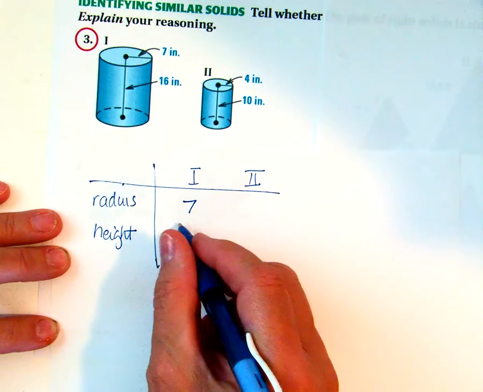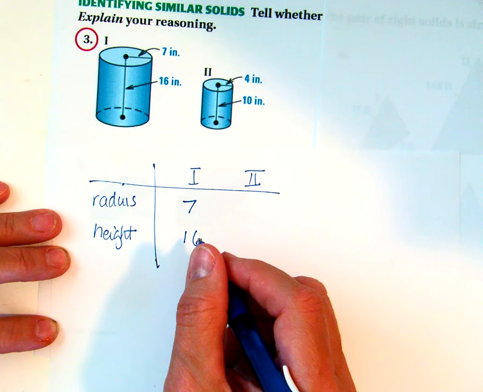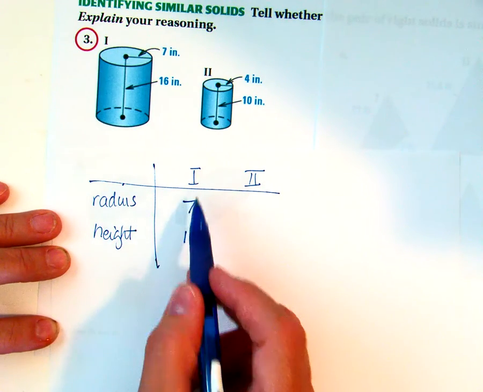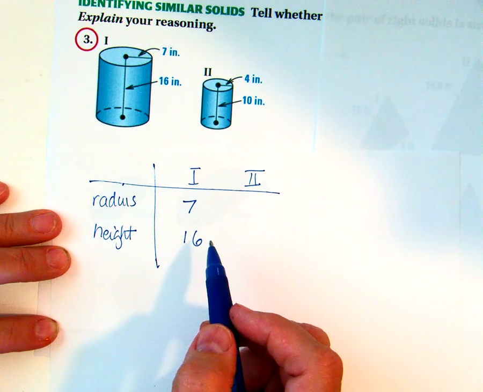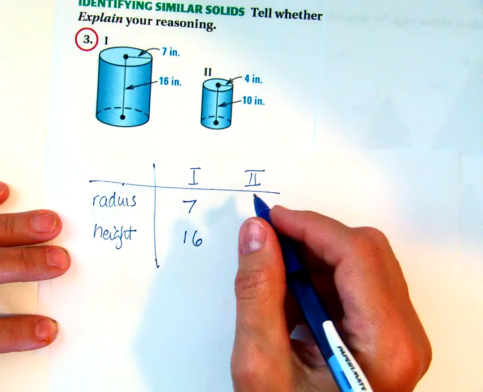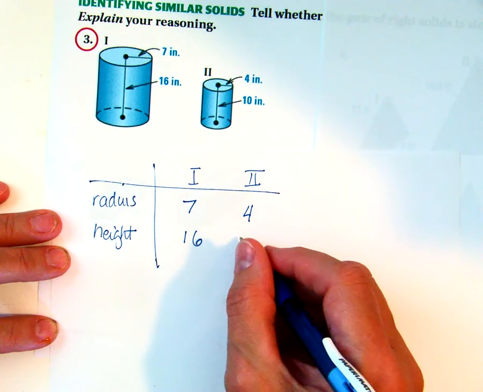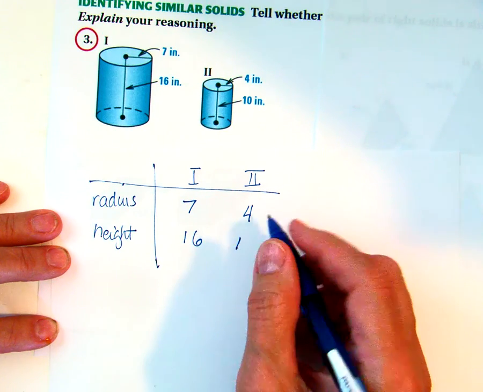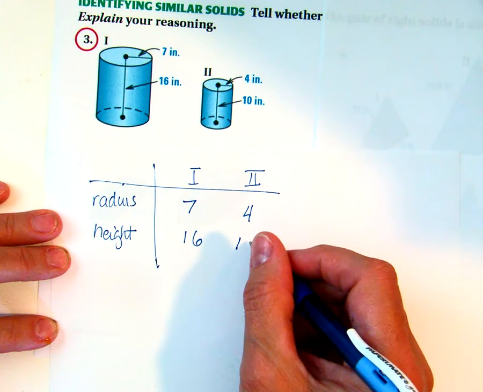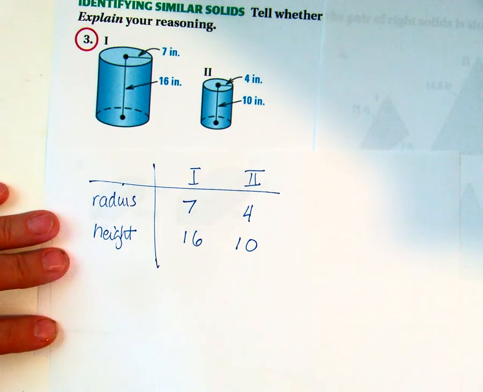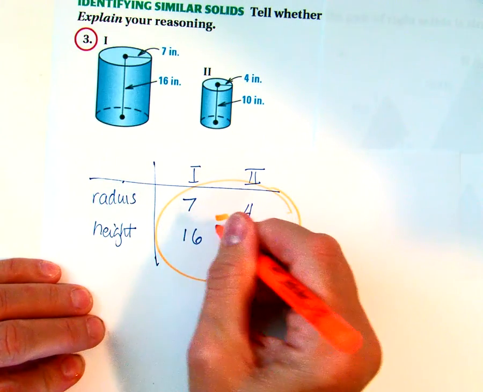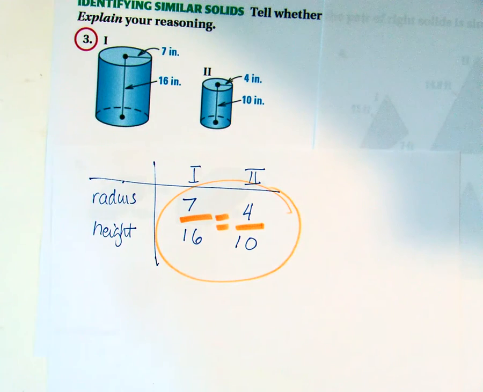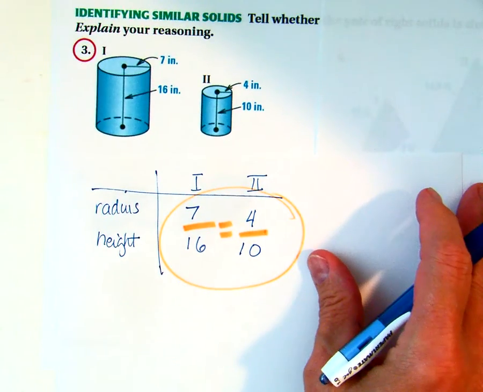I'll fill in my chart, and I'm going to rehearse to myself. The radius from the first one is 7. The height from the first one is 16. Same deal here: the radius from the second solid, the height of the second one. Reminder, the inside of our 2 by 2 chart forms our proportion. And then we can solve to see whether or not these are similar.